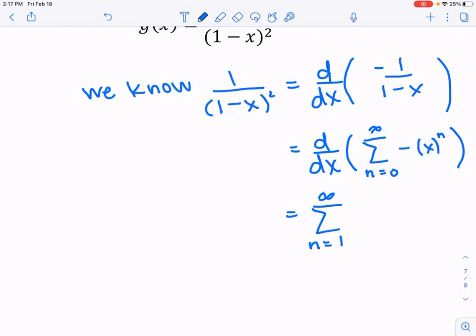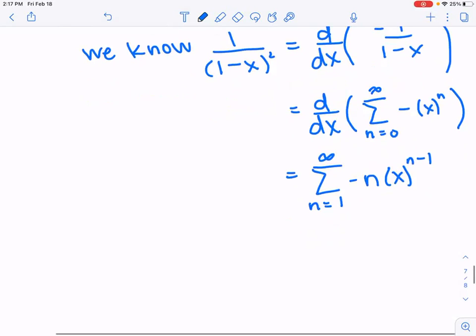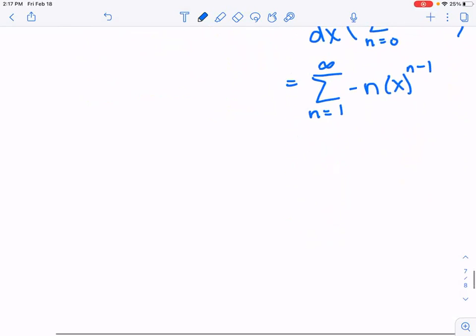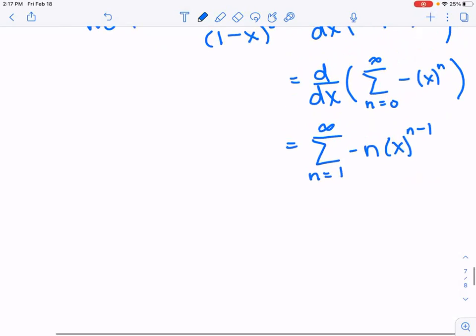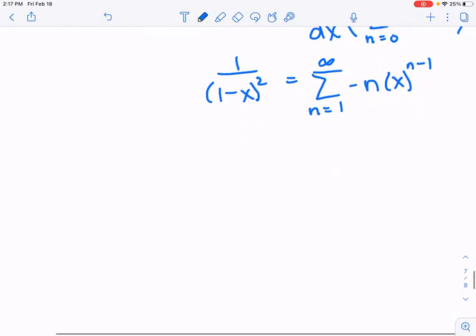So why is it one? Right. Since our exponent goes to n minus 1, if this was 0, we'd have x to the -1, and that's not a polynomial. What'd you say? I'm sorry. I just always put one. Yeah.